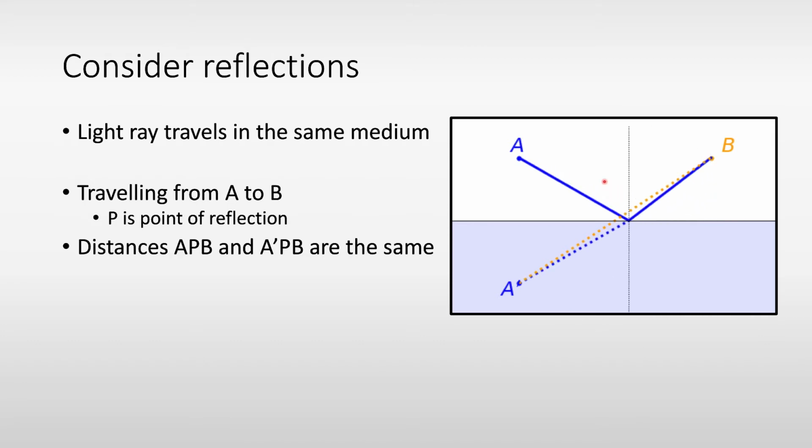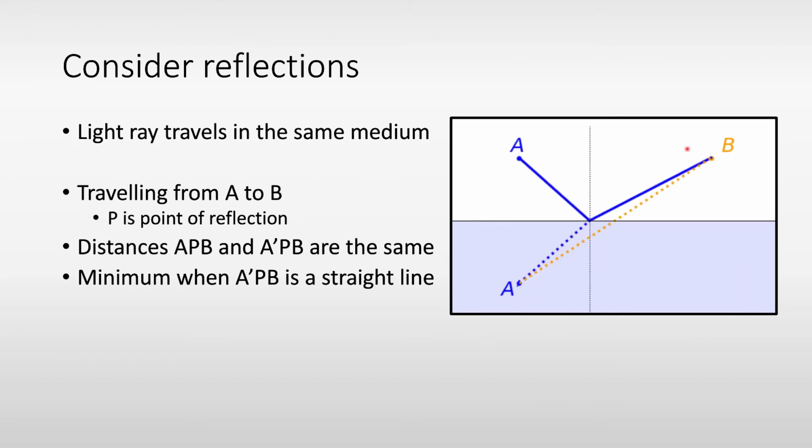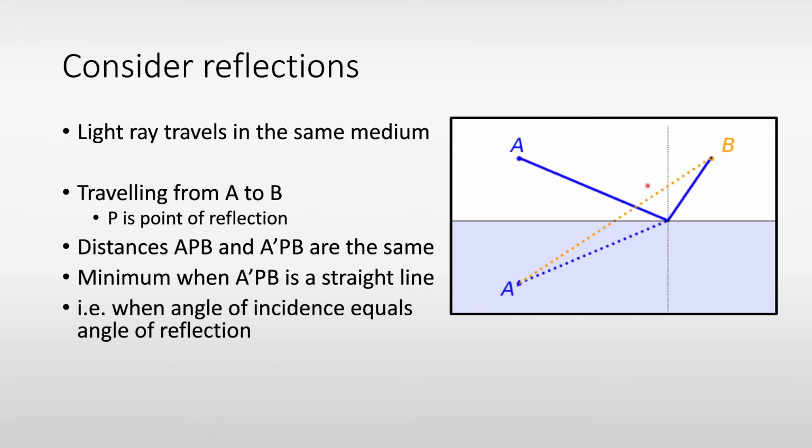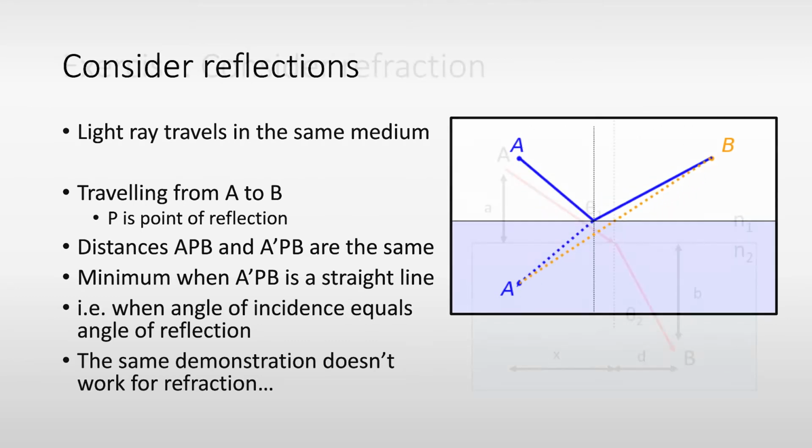Because the light is staying in the same medium, i.e. above the plane of the interface here, that means its speed is going to be the same moving from A to P to B. That means we have the shortest time when this path is the shortest it can possibly be. And the shortest it can be is when this A'PB line, this orange dotted line, is a straight line. So that means that the only condition which satisfies that is when the angle of incidence equals the angle of reflection. However, this same demonstration doesn't work for refraction. So we need to think of a different principle.